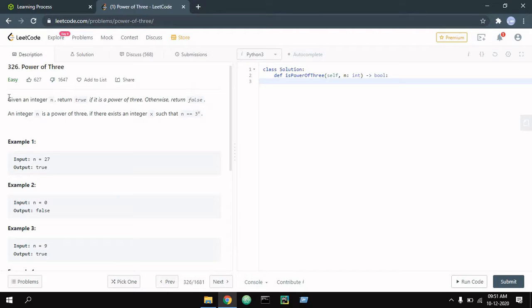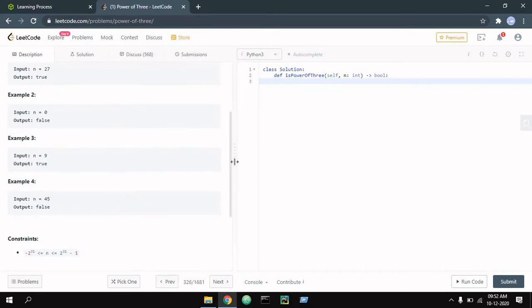We are given an integer n and we have to return true if it is a power of 3. Power of 3 means 3 raised to any number x which returns the value n. Now we will see the examples.